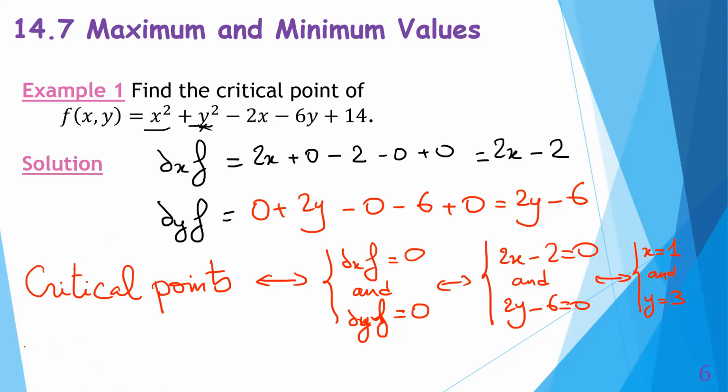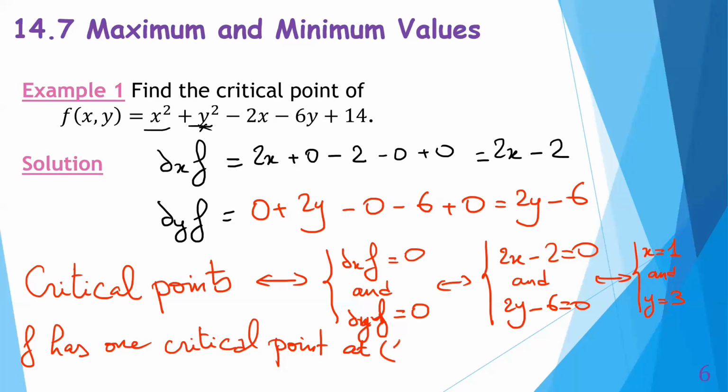So this function f has one critical point at the pair (1, 3). Okay, so here we have one pair of values x, y, which is 1, 3. If x were, for example, plus or minus 1, it would be 2 points. If x is plus or minus 1 and y is 3, that means we'd have the point (1, 3) and (-1, 3), which is 2 points.